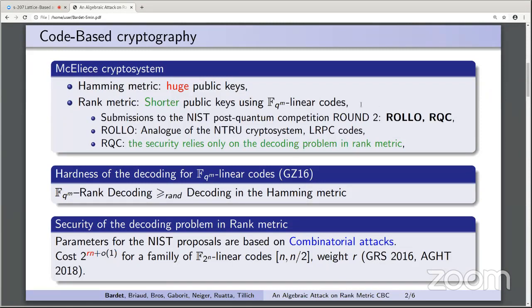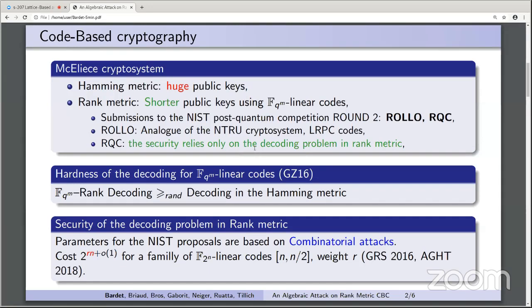And we are mainly interested in those kinds of codes because there are actually two submissions in the second round of the post-quantum NIST competition that are ROLLO and RQC. ROLLO is an analog of the NTRU cryptosystem. It uses LRPC codes that are analogs of LDPC codes, but using rank metric. And for RQC, there is a security proof that relates the security of RQC to the decoding problem in rank metric.